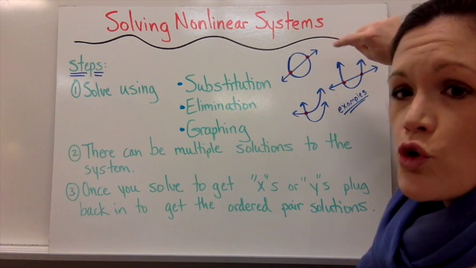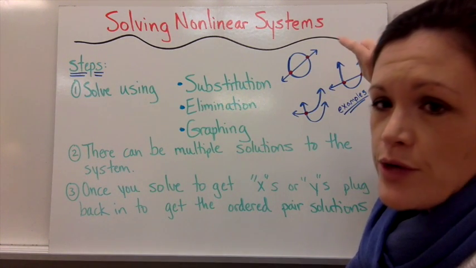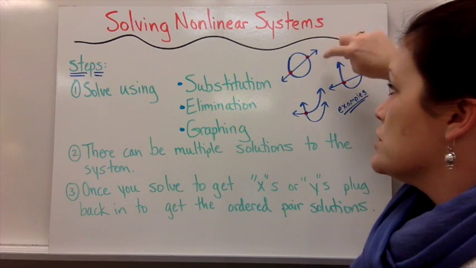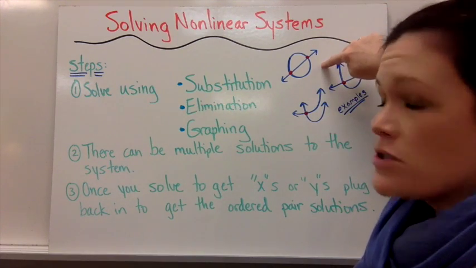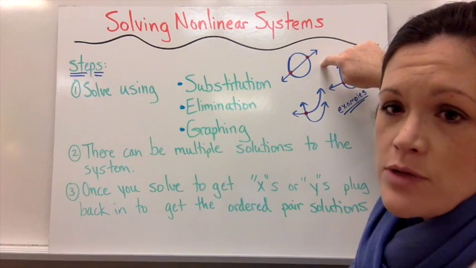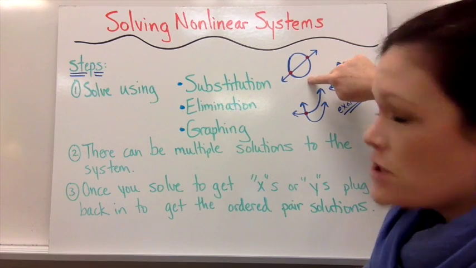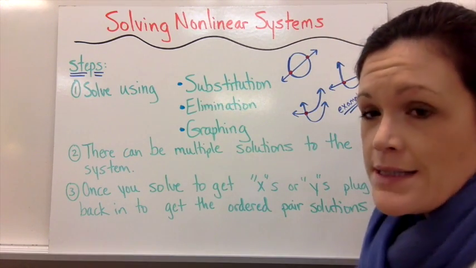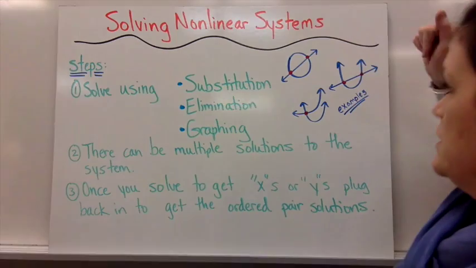Like if you have a circle and a line that crosses through it, it could have one solution or it could have two solutions. Because notice it could just be tangent to the circle. If you don't know what that means, we'll get to that eventually. And it could just touch it once or twice. So you have to keep in mind there could be more than one solution and sometimes more than two solutions.